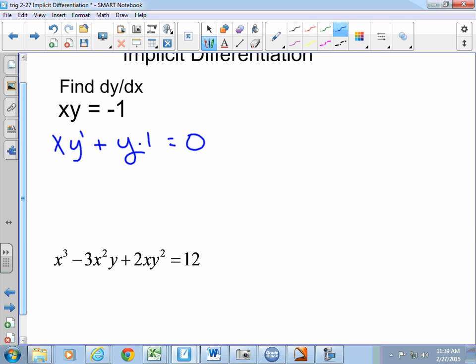Get all the y primes on one side. Why is this? Why is it x, y prime? Left, d, right. If you do, use it. I'm pretty flexible. Any questions about that?